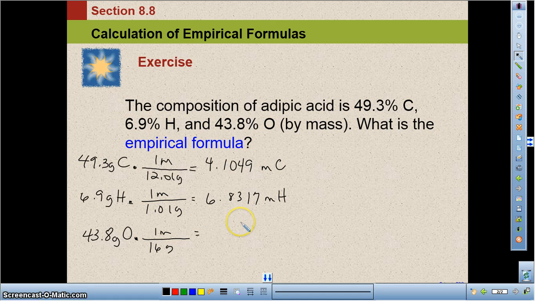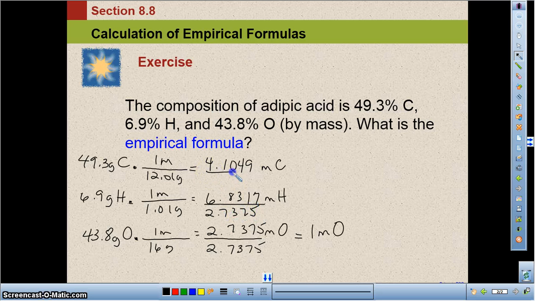43.8 divided by 16 is 2.7375 moles of oxygen. Now that you have this written out, you look at the smallest of the 3 numbers. The smallest one is this one, so we're going to divide through by the smallest number. It's going to give us 1 mole of oxygen here. Divide this number by 2.7375 and this one by 2.7375. Let's do the math.